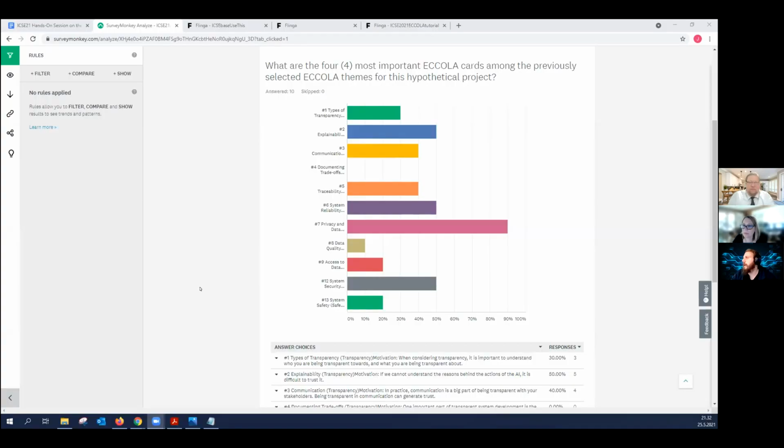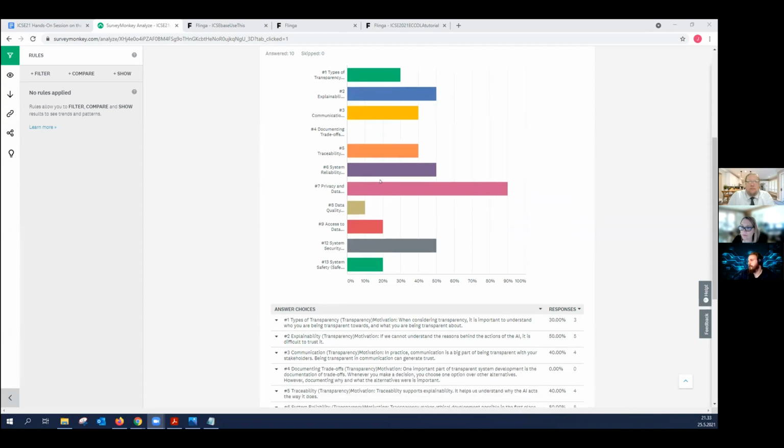Right, I can share the screen and show you the results. And here they are. Privacy and 7 is the leading one. And then it's easy actually: numbers 2, 6, 7, and 12.